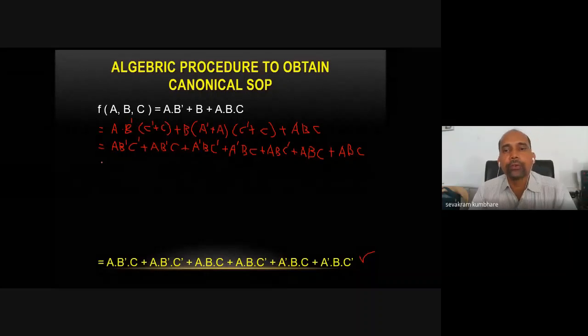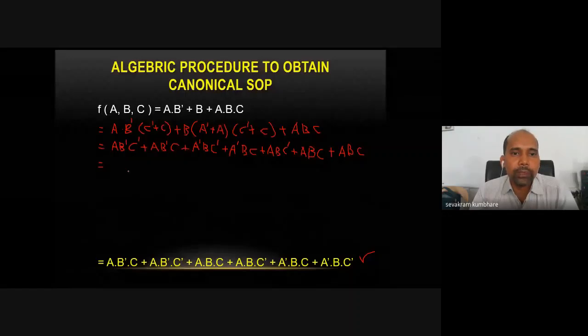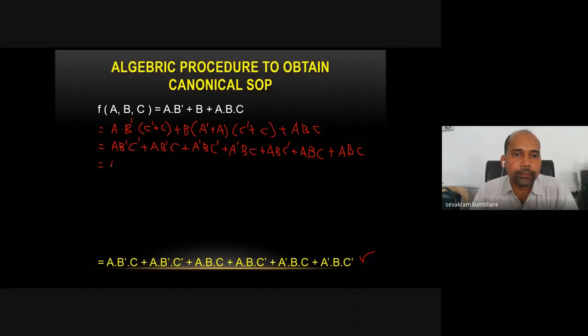Now what do we have to do? We have to take the common things. So a b bar c bar. I'm writing this down.